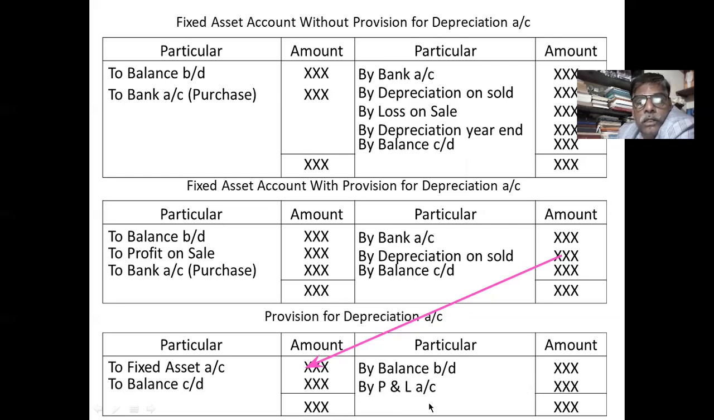And close the provision account, find out the difference. The difference is called as by P&L account. That is called as current year provision for depreciation. Remember this. This is current year provision, goes to funds from operation. Clear? Remember this. Okay. This is regarding the fixed asset account.